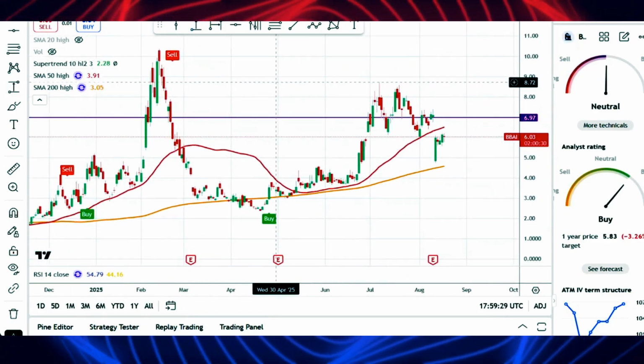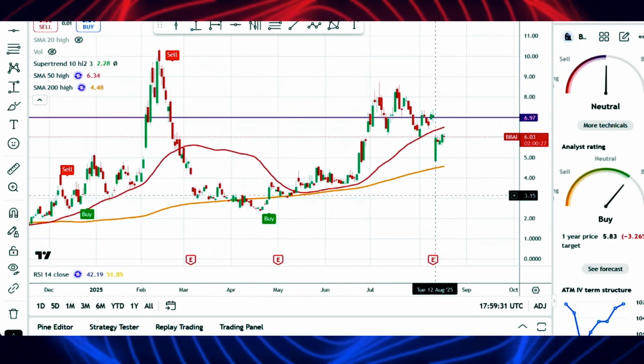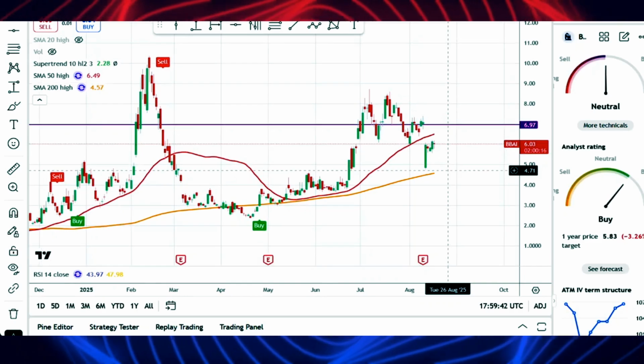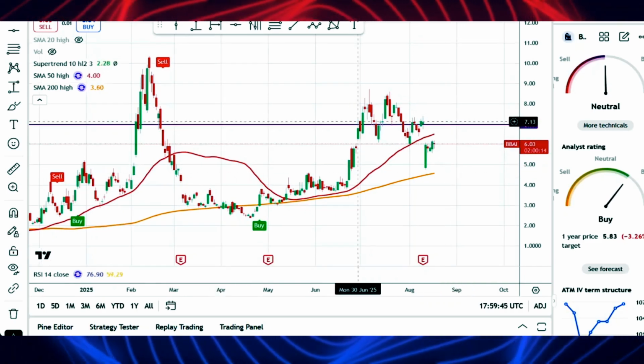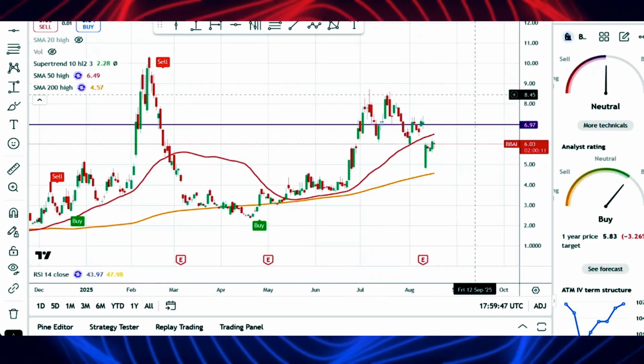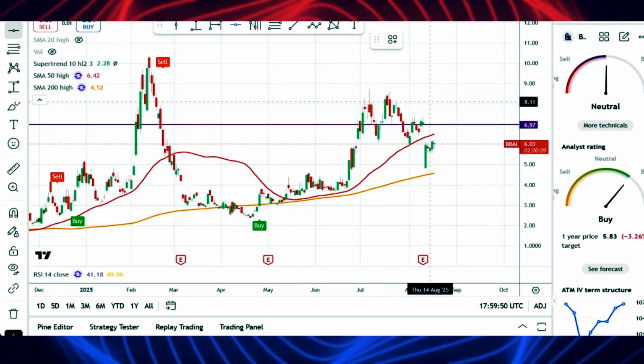But here, all that momentum is done with. Now, if you want to take advantage of small price action, again, it will definitely trade up to $8.38 sometime soon.